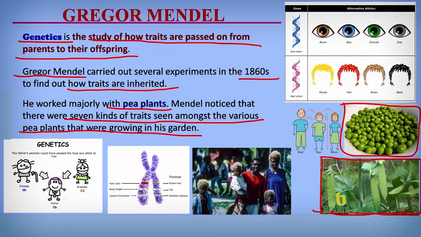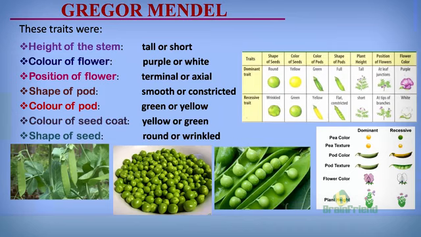He looked at it. So different kinds of characteristics. These characteristics were the height of the stem. He noticed that some of the pea plants were tall, while some were short. The color of the flower. Some pea plants had white flowers, while some had purple flowers. So the garden was looking beautiful with purple and white colored flowers.